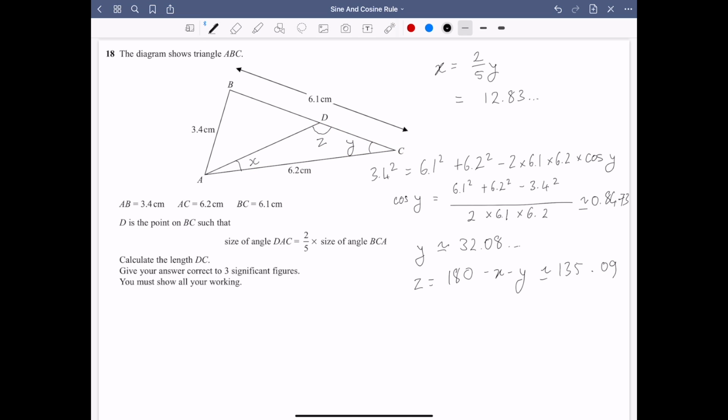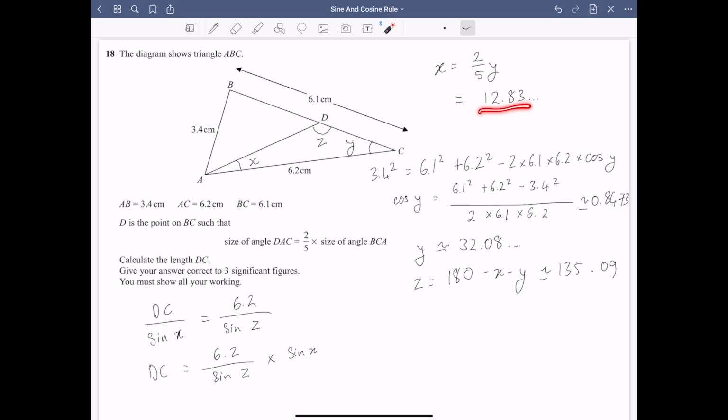We can just use the sine rule. The sine rule tells us that DC divided by the sine of the opposite angle, which is x, is equal to 6.2 divided by its opposite angle, which is sine of z. So we rearrange this and get that DC is equal to 6.2 divided by sine of z, times the sine of x.